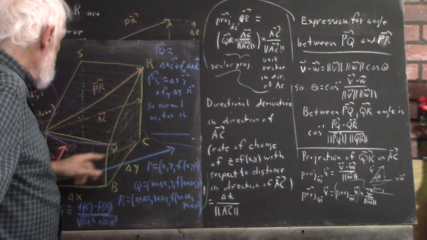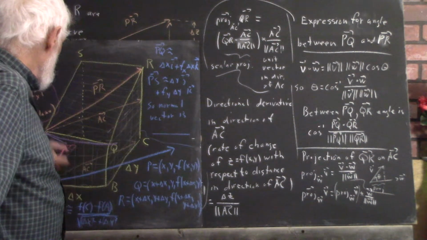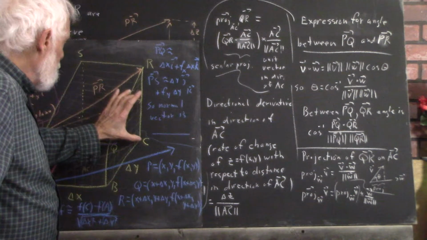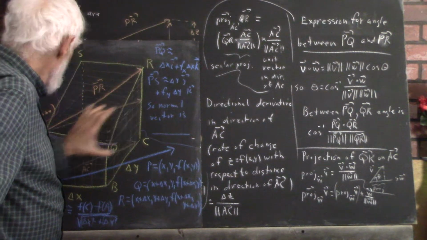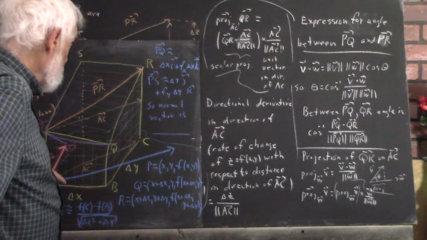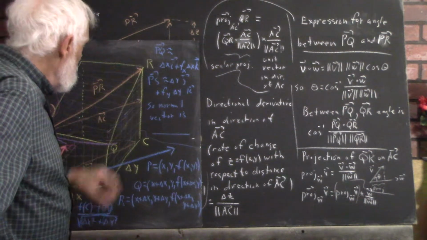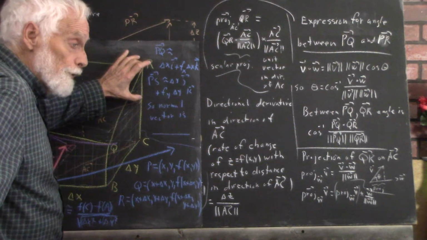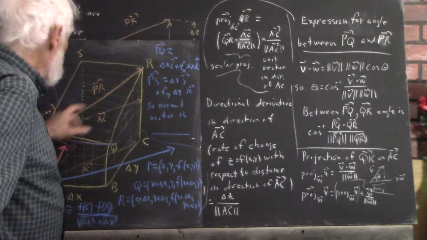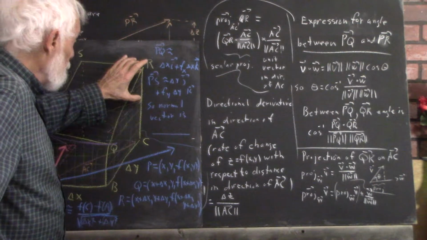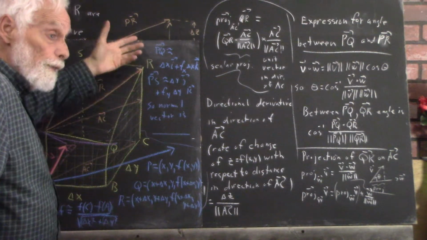The vector AC could also be drawn up here so that this segment is the same length as this segment, even though it doesn't look like it, I didn't really draw it that way. Meaning that this segment here, which is the rise of the PR vector, is the change in the value of the function.